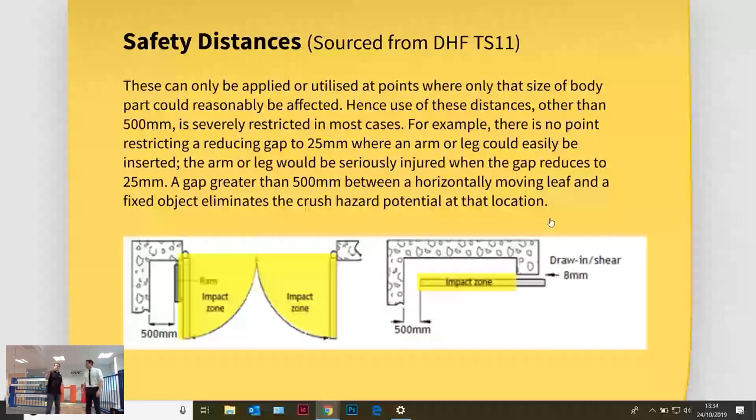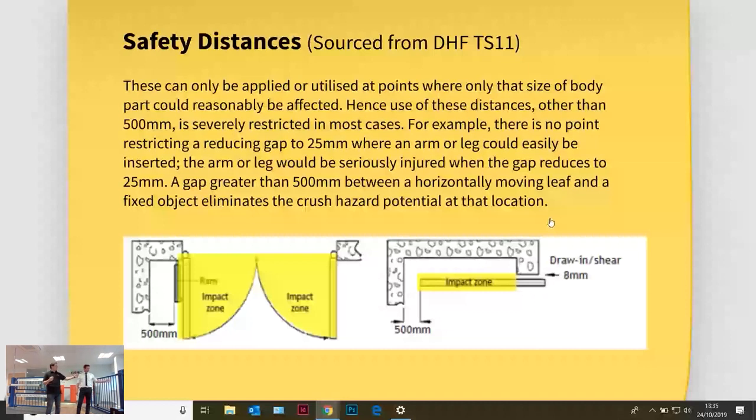And it's exactly the same thing with a sliding gate. Obviously, you can see on the example that we have here on the presentation, you have the impact zone at the back, and then you have potentially a crushing zone, if you have something there. And you can also see on there the draw-in and the shear, so that's in between the gate and the post.